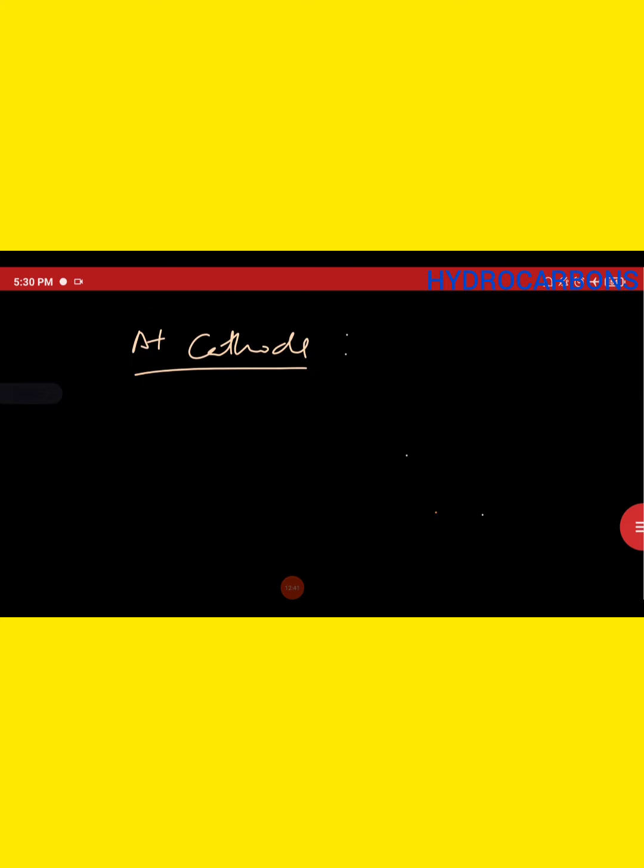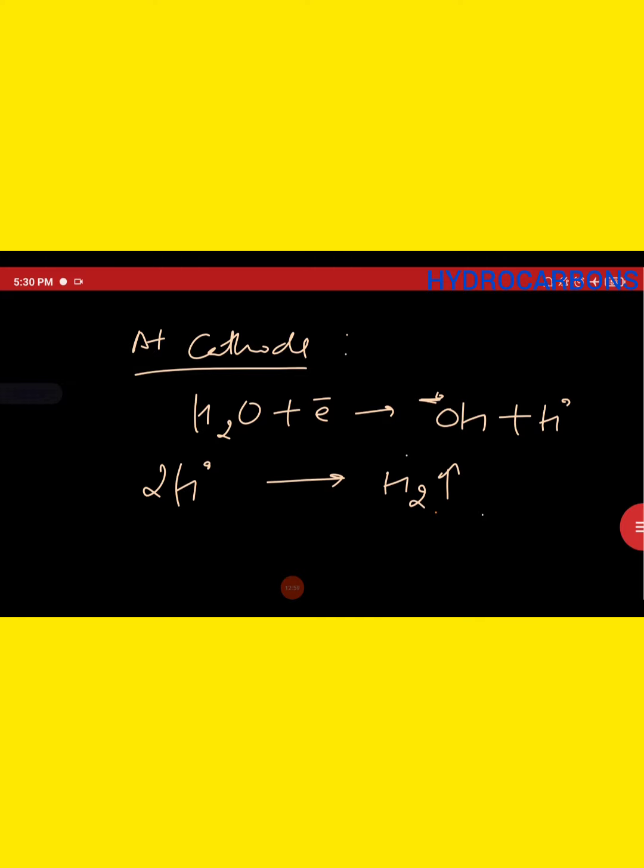At the cathode, water gets reduced into hydroxide ion and hydrogen free radical. Two such hydrogen free radicals combine to form hydrogen gas.